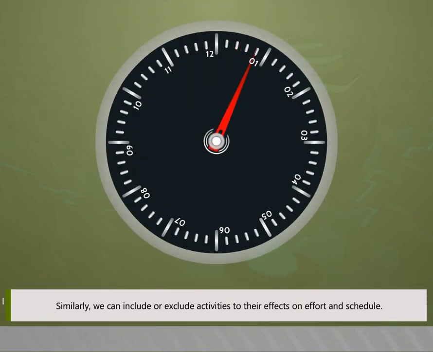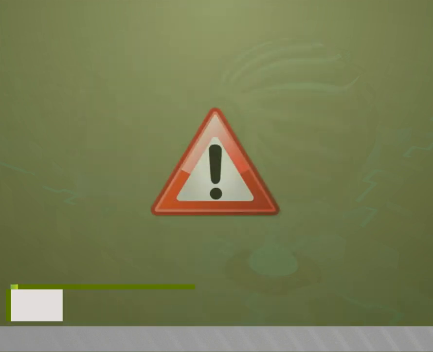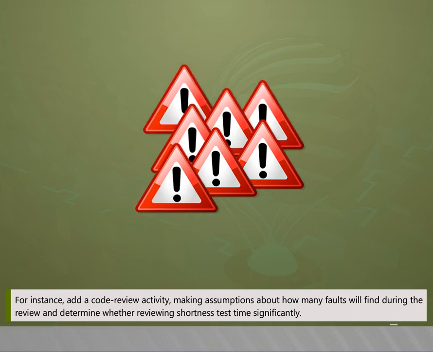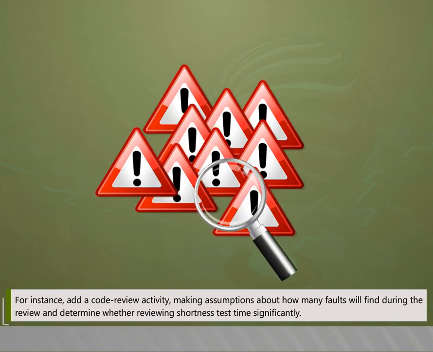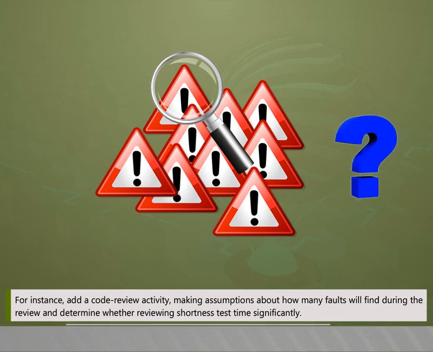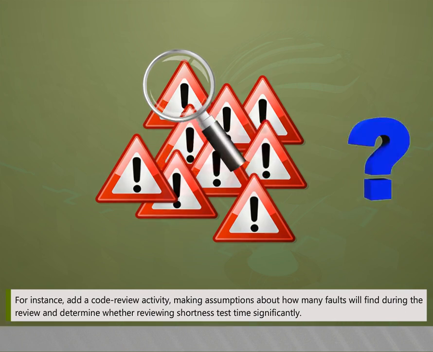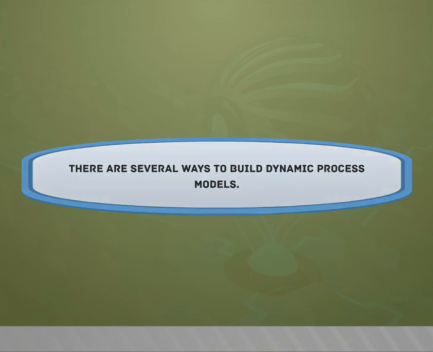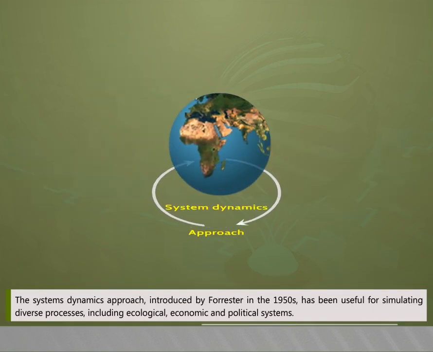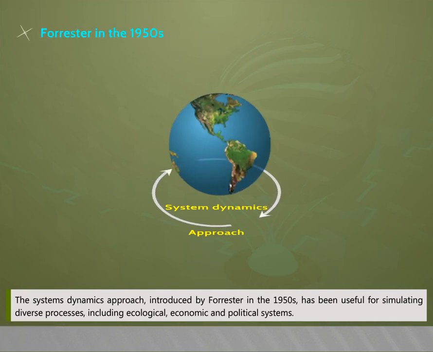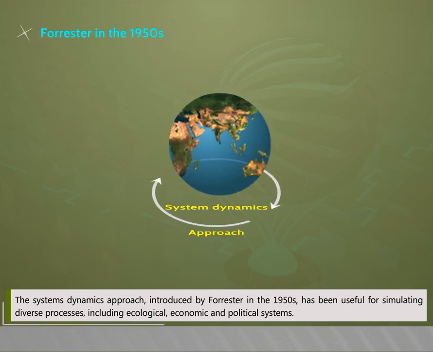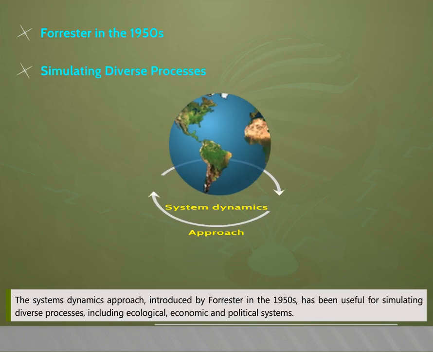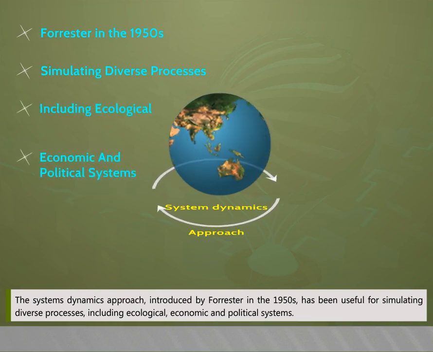Similarly, we can include or exclude activities to see their effects on effort and schedule. For instance, add a code review activity, making assumptions about how many faults we'll find during the review, and determine whether reviewing shortens test time significantly. There are several ways to build dynamic process models. The system dynamics approach, introduced by Forrester in the 1950s, has been useful for simulating diverse processes, including ecological, economic, and political systems.